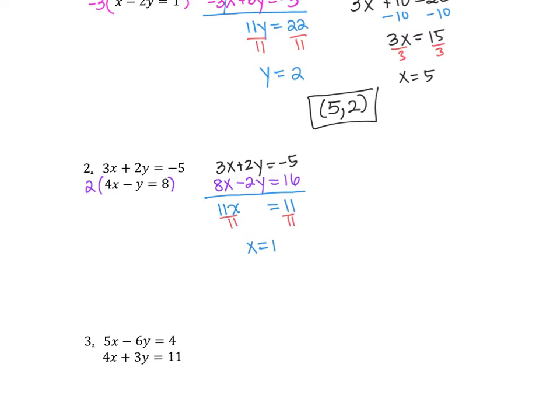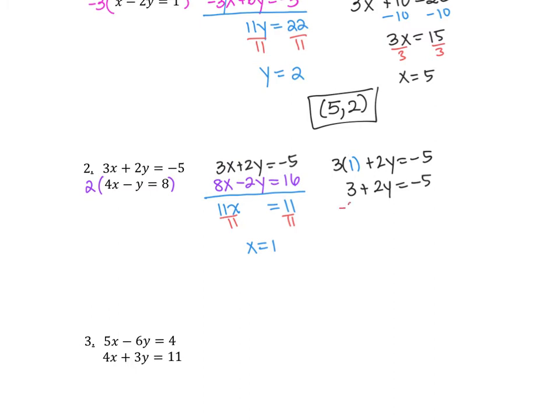I'm going to plug the 1 back into one of the equations, probably one of these. I could plug it in this one or this one. I'm going to go ahead and use the first one. 3 times x, what's x? 1, plus 2y equals negative 5. I'm going to multiply this out, and it's going to turn into a magical two-step equation.